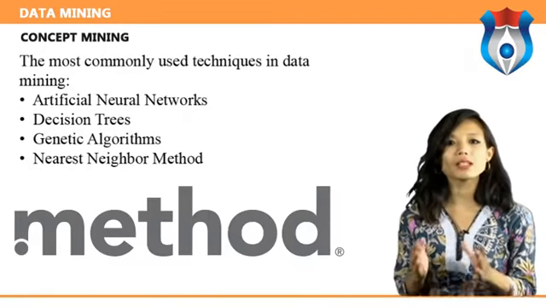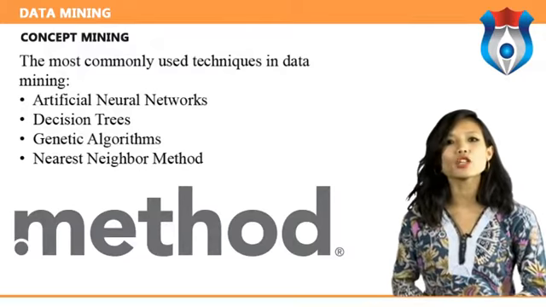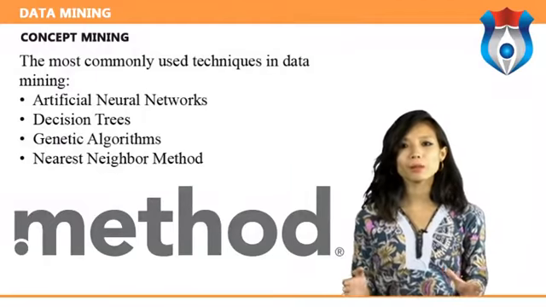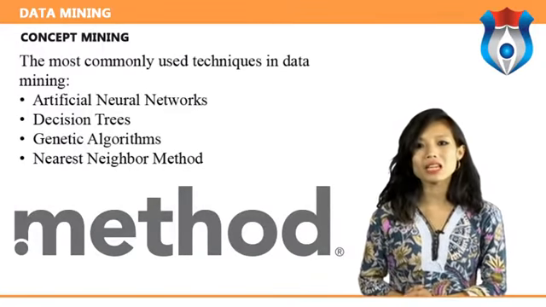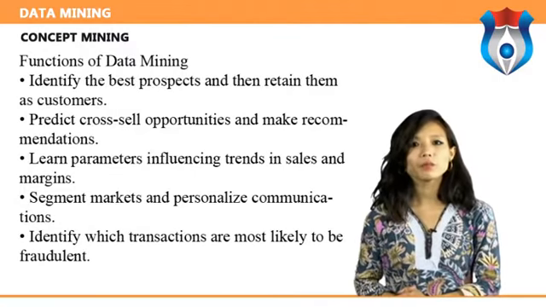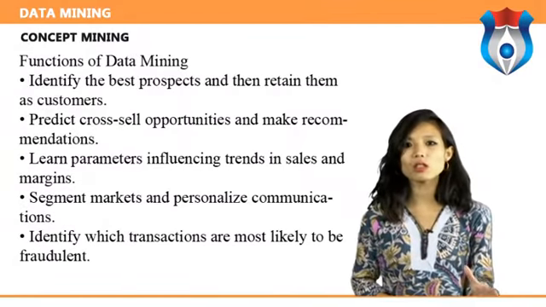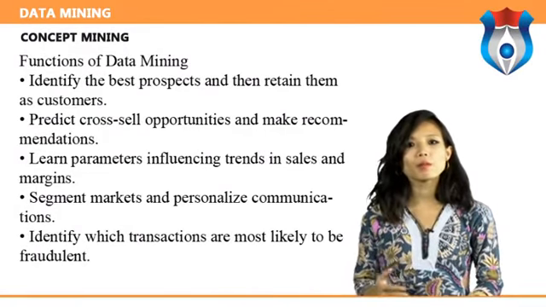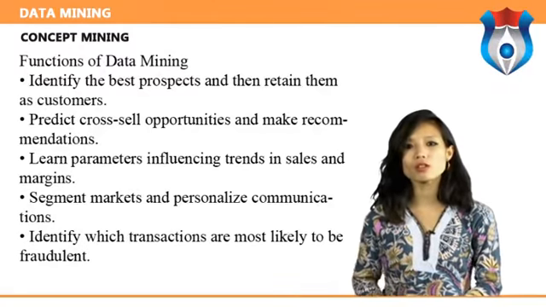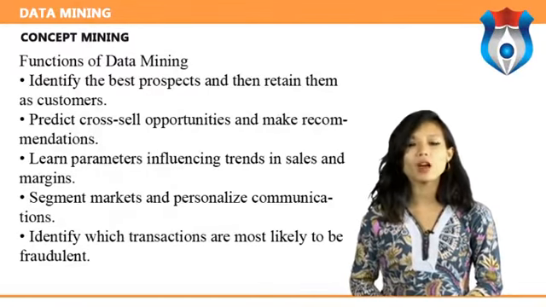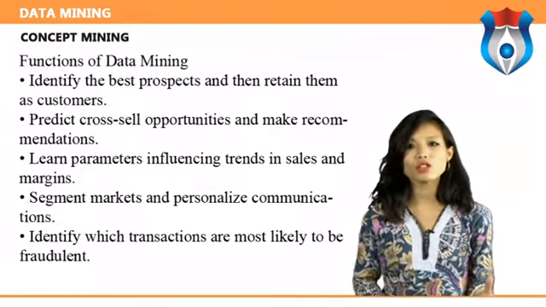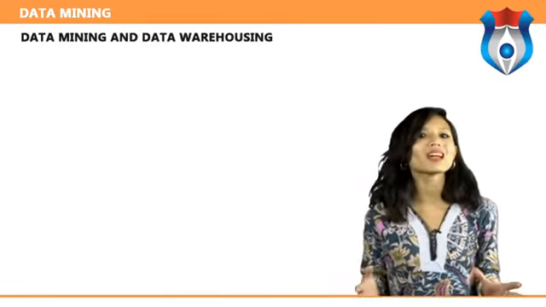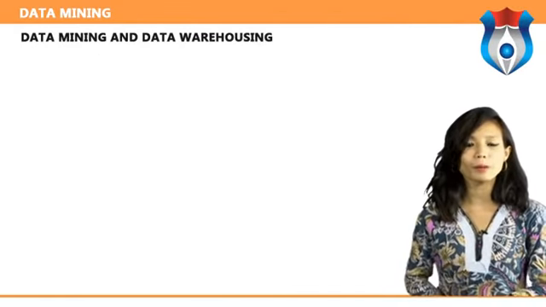The nearest neighbor method is a technique that classifies each record in a data set based on a combination of the classes of the K records most similar to it in a historical data set, sometimes called the K nearest neighbor technique. Functions of data mining: identify the best prospect and then retain them as customers, predict cross-sell opportunities and make recommendations, learn parameters influencing trends in sales and margins, segment markets and personalize communication, identify which transactions are most likely to be fraudulent. Now moving on to the next topic, we will study data mining and data warehousing.